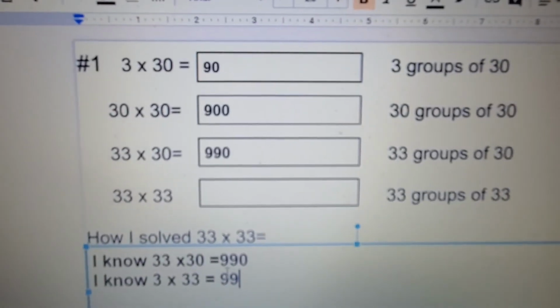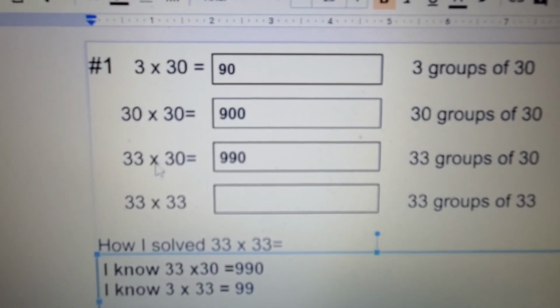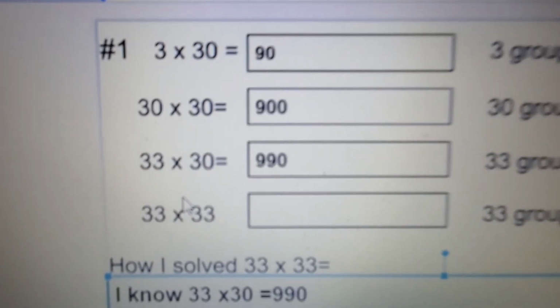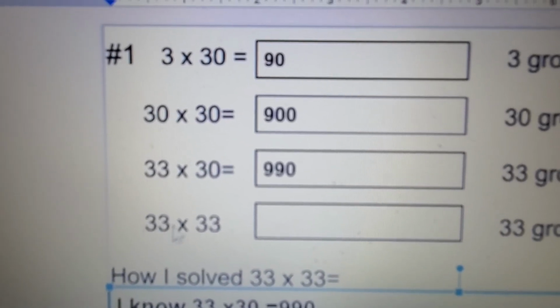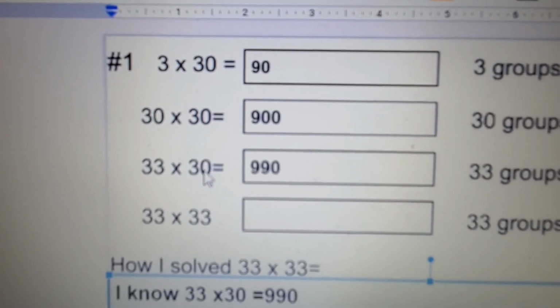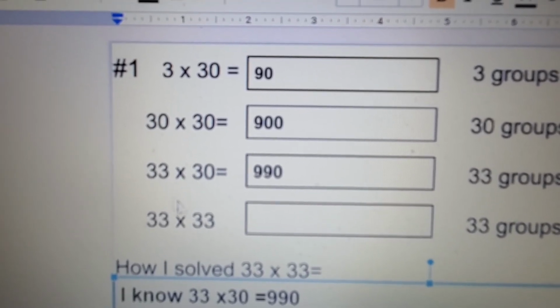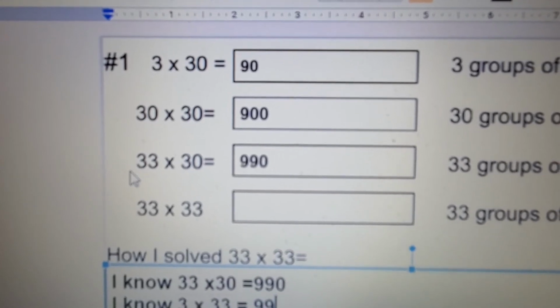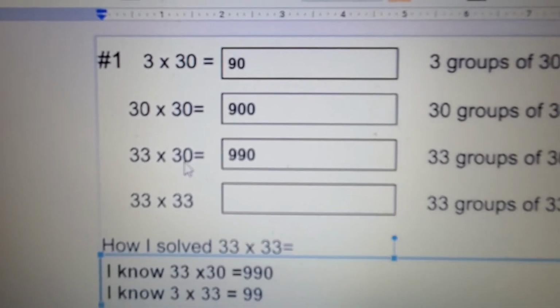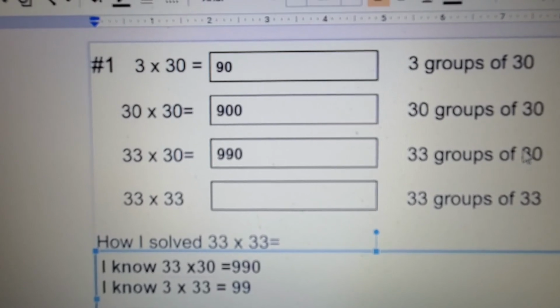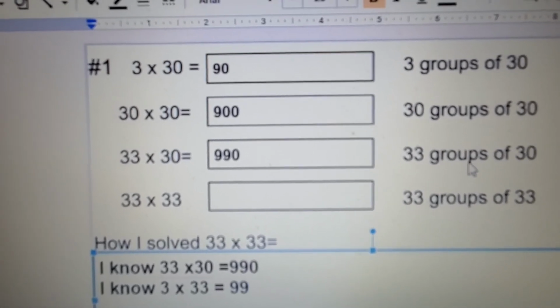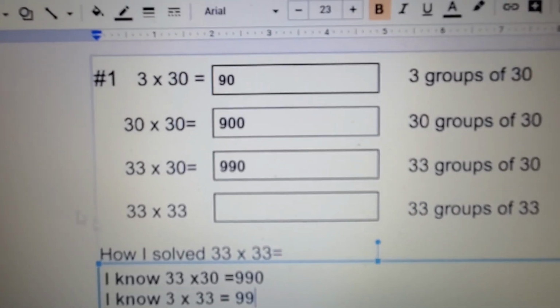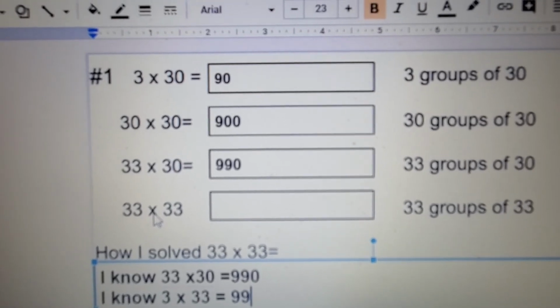Now, where did I get 3 times 33 from? If I look at these two equations, this has 3 more groups of 33. It went from 30 times 33 to 33 times 33. Remember, you can read this in the other direction. Even though it says 33 groups of 30, it's also 30 groups of 33 if you switch it around. And in multiplication, you're allowed to do that.